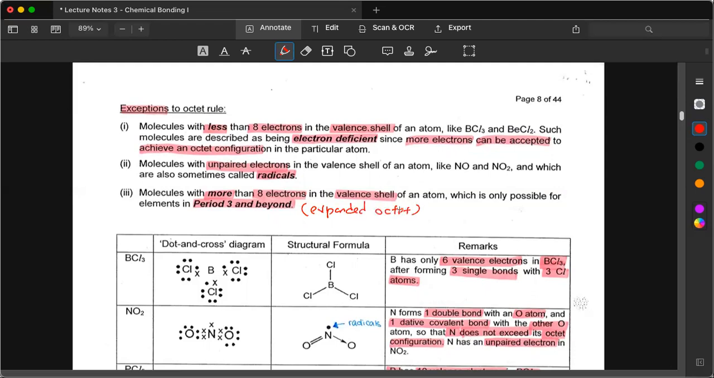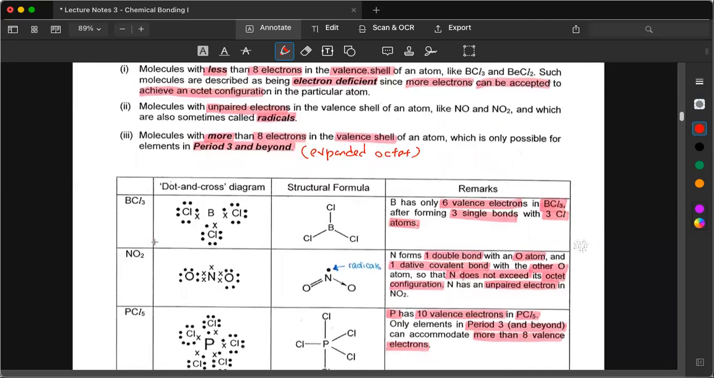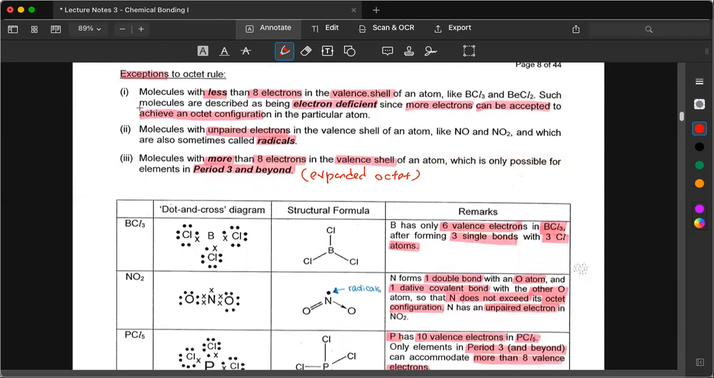just like sulfur. So for BCl3, in this example, we can see that boron only has 6 valence electrons after forming 3 single bonds. So this is an example of part 1 where the molecules are described as electron deficient.